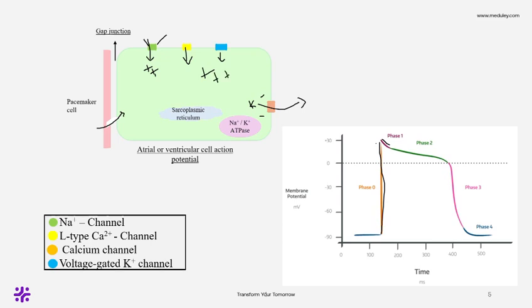So on one side the cell is becoming negative, but on the other side, due to calcium, it is also becoming positive. So this voltage is maintained for a while, and this action potential is maintained, forming a plateau phase, which is phase 2.